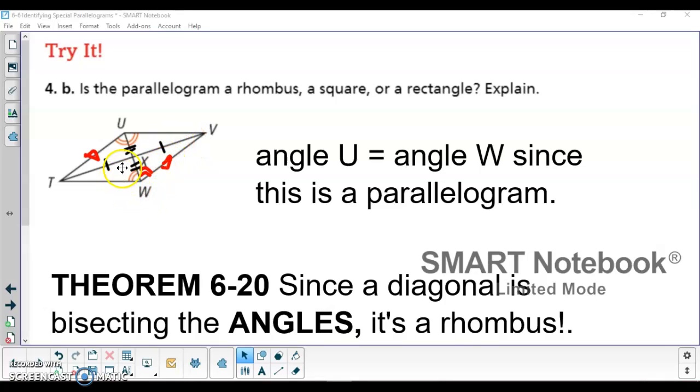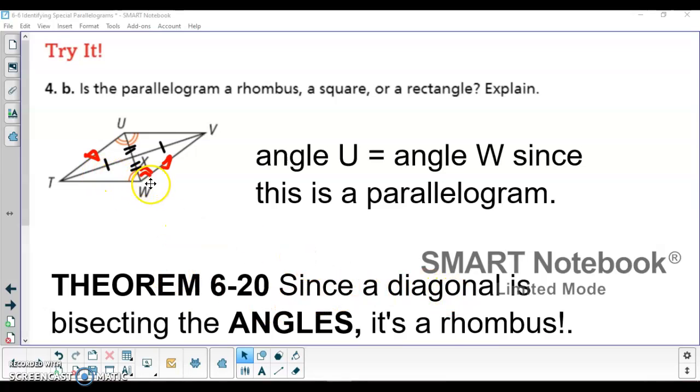You know that here, since it's a parallelogram, angles U and W are congruent, and half of W is equal to half of U. That means the other half of W must equal the other half of U. And so you have this by theorem 6.20: if a diagonal is bisecting the angles, it's a rhombus.